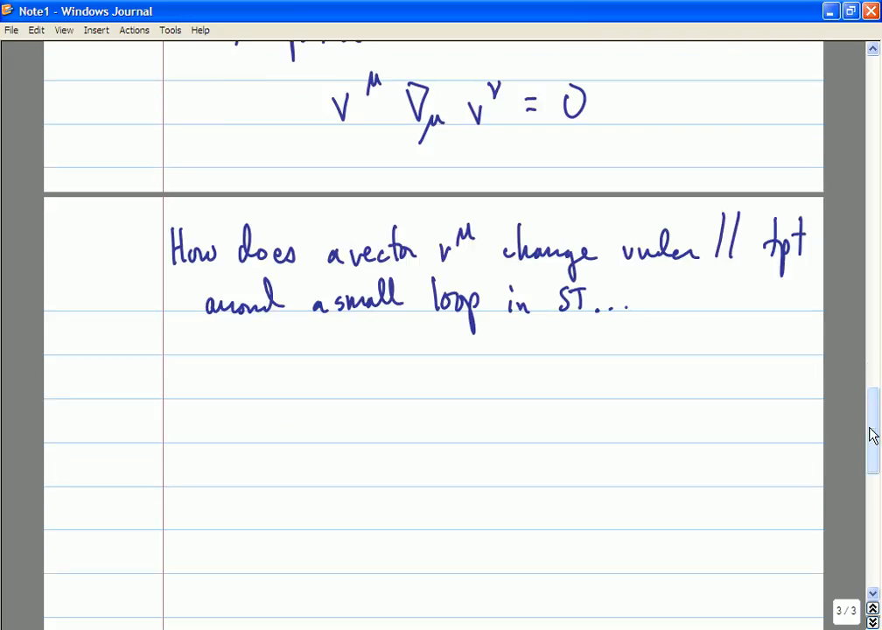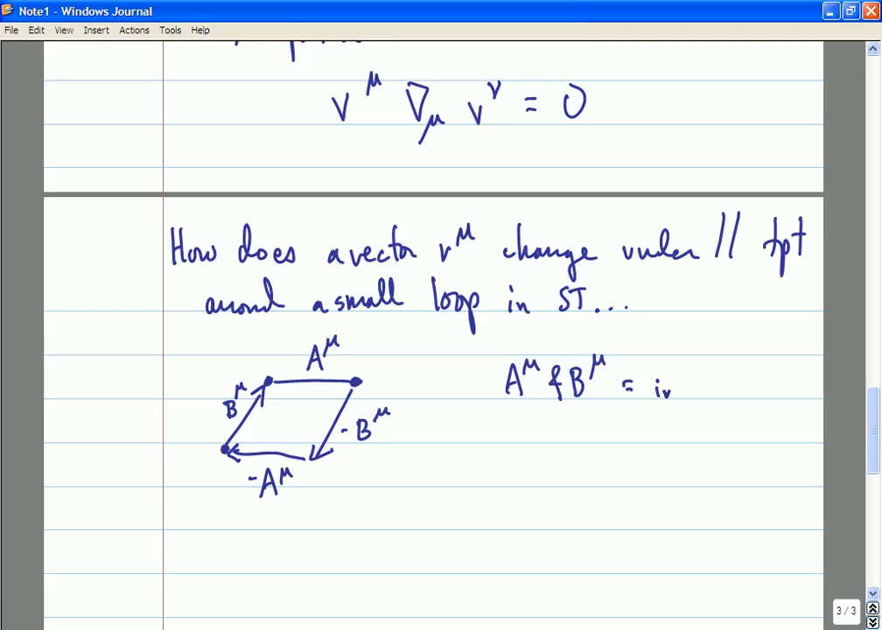In particular, let's imagine that we're starting at some point in spacetime right here. I wish to define my small loop just to be a small parallelogram. I take some infinitesimal displacement of my vector, and then another displacement, and then I go back. We could call the vector describing the first infinitesimal displacement b^mu, and the other a^mu, and then we'll go back by applying the infinitesimal displacements minus b^mu and minus a^mu. So a^mu and b^mu are vectors which describe infinitesimal displacements. And then we wish to ask how our vector will change when we transport it around this very small parallelogram.